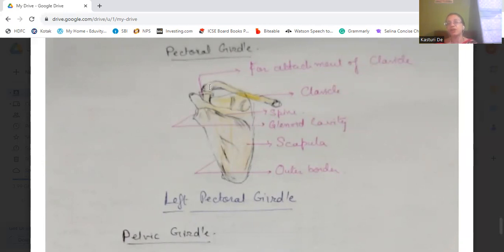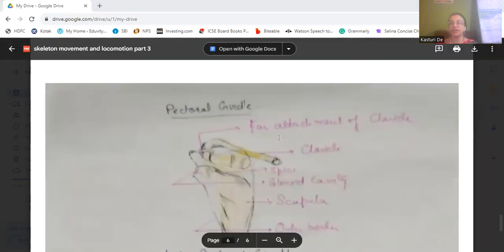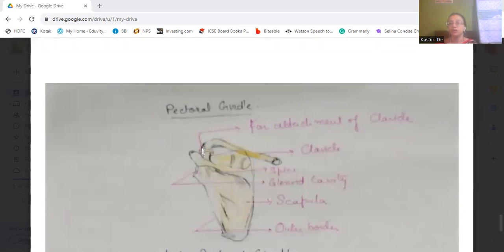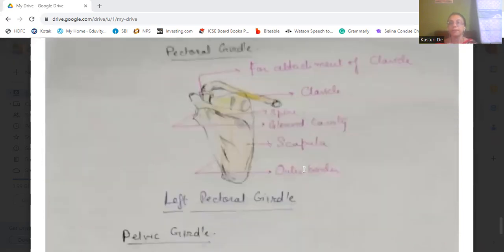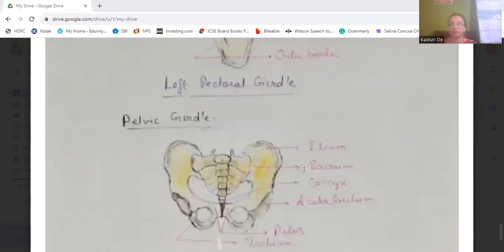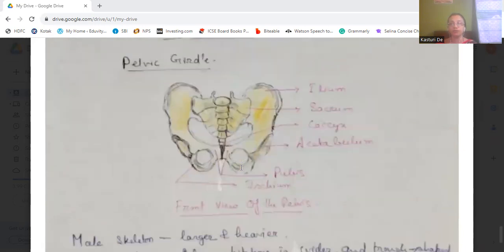This is the clavicle, which gets attached to the scapula, there's also a facet where the clavicle gets attached. This is the left pectoral girdle, which we are seeing in the picture. Then we come to the pelvic girdle. The pelvic girdle is a fusion of both.